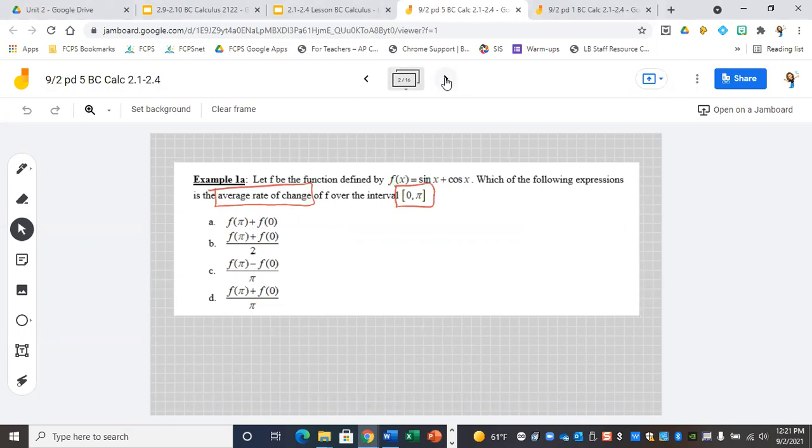So this is where you're simply going to use your slope formula, your f of b minus f of a all over b minus a. This is your average rate of change. Remember that closed interval 0 to pi, those are your x values. So I'm going to plug my values into this formula: f of pi minus f of 0 all over pi minus 0.